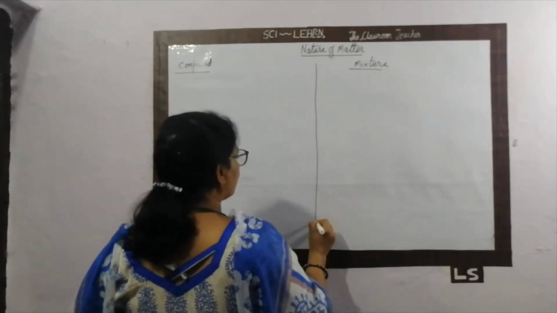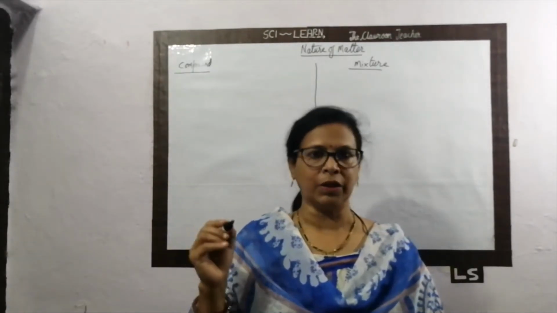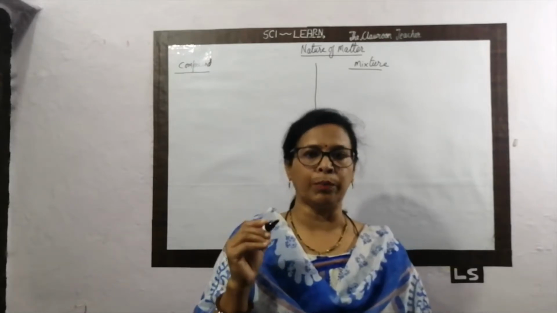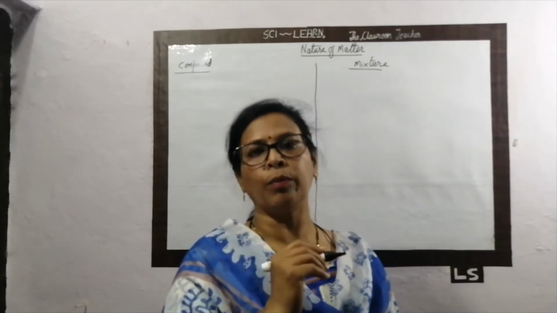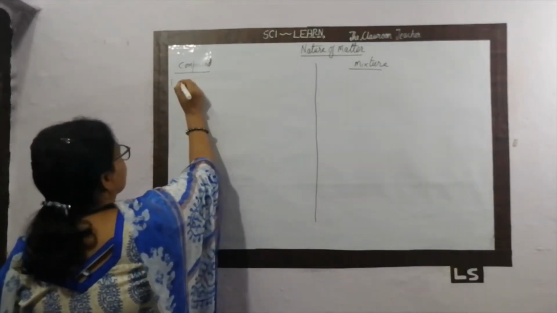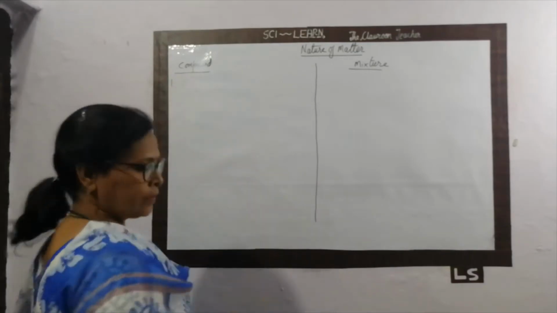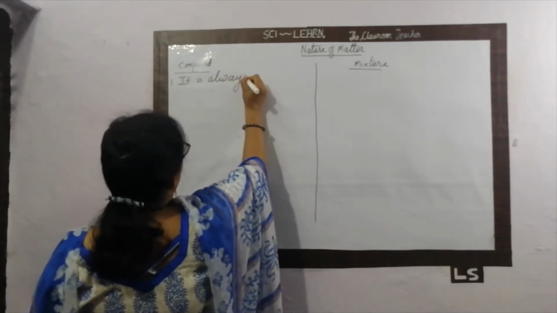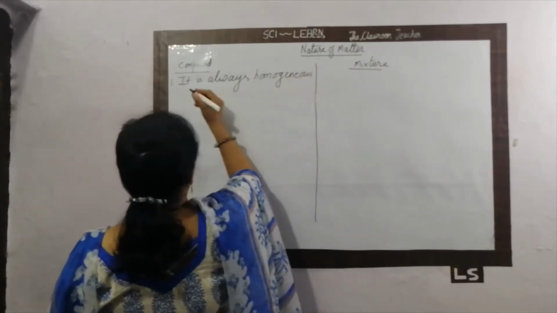In your copy, in your notebook, you have already written about the properties of compound and mixture. It is very easy to compare compound and mixture on the basis of the properties written in your copy. Now, what is the first basis of that? Look in your copy, the properties section of the compound and element. Then compare it. Compound is always homogeneous in nature.